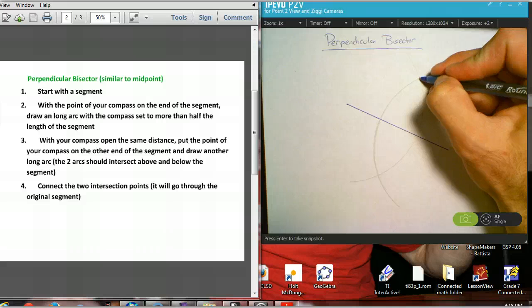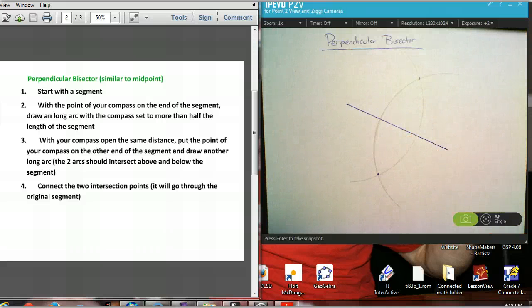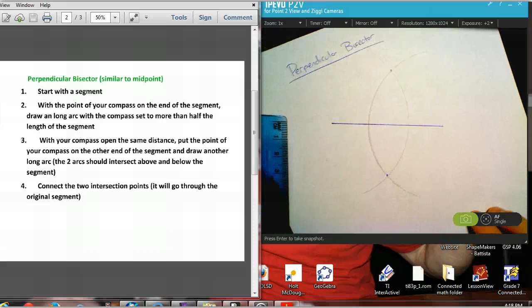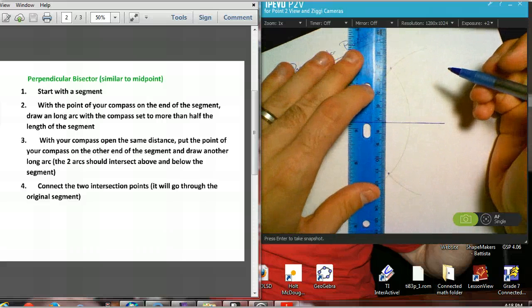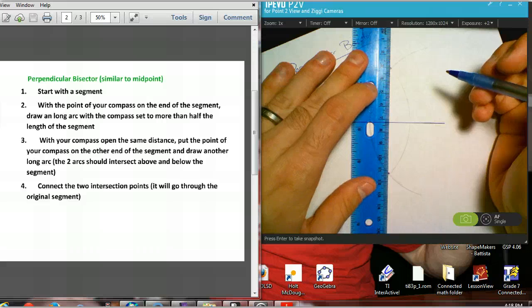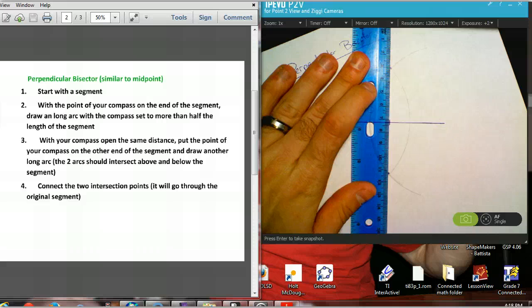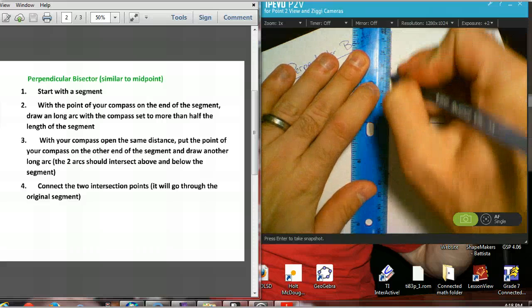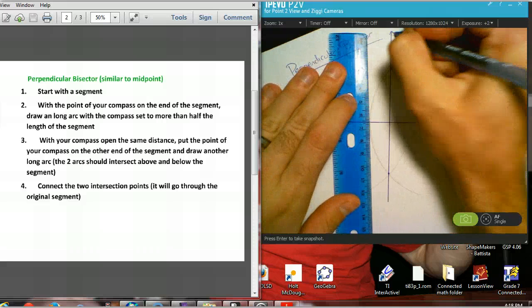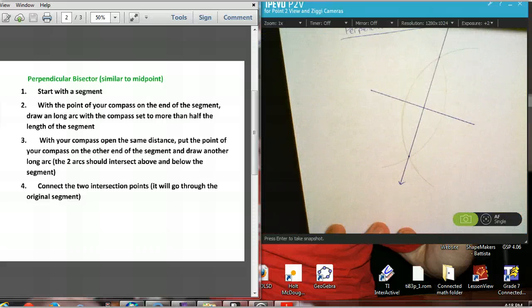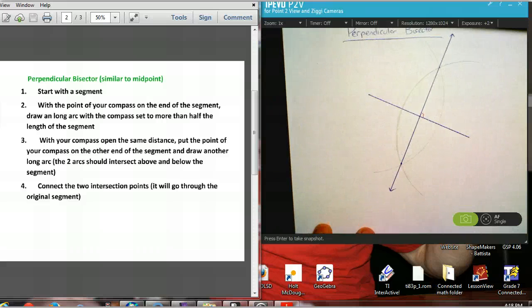So now we have two different intersections above and below my line. The perpendicular bisector is going to be a line connecting those intersection points. What we did before is the midpoint, but the perpendicular bisector is the segment that goes through those two intersection points. So we have now constructed a perpendicular bisector, which is a 90-degree angle right there.